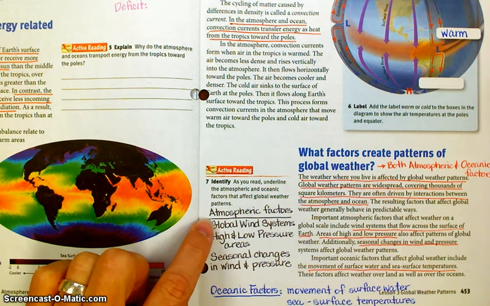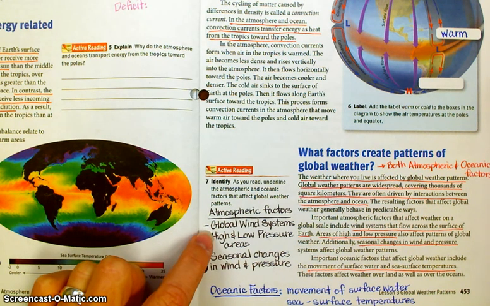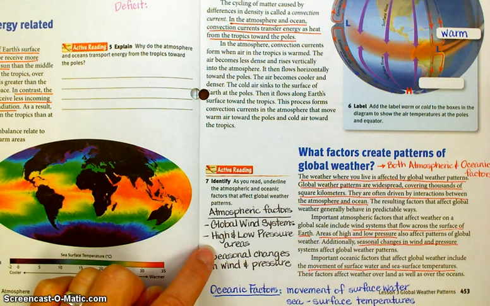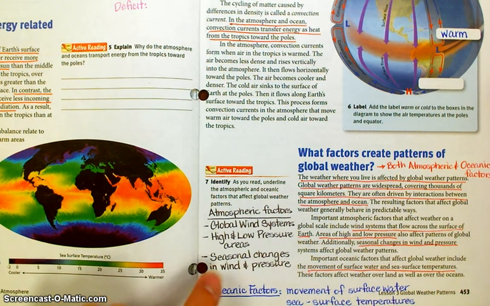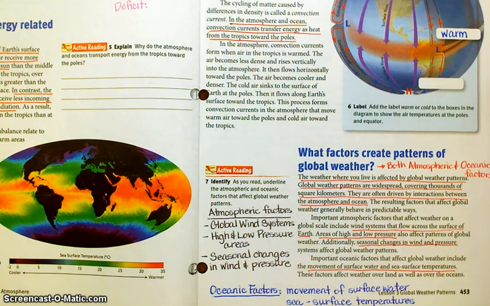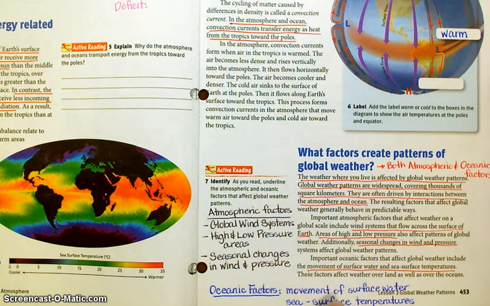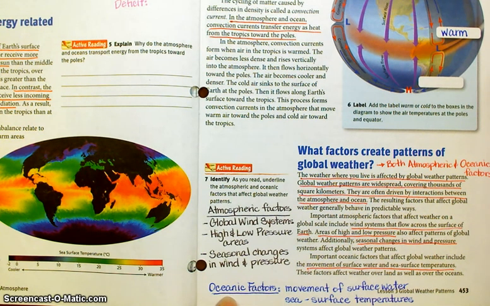Okay? Atmospheric factors would include things like our global wind systems, high and low pressure areas, and seasonal changes in wind and pressure. Okay, and this came from the previous readings. Wind systems that flow across the surface of the Earth are an important atmospheric factor. Areas of high and low pressure, seasonal changes, that's basically what we listed here. Okay, important oceanic factors: movement of surface water and sea surface temperature.